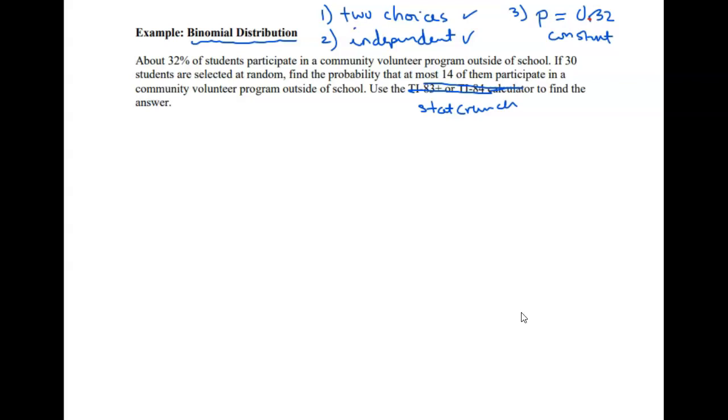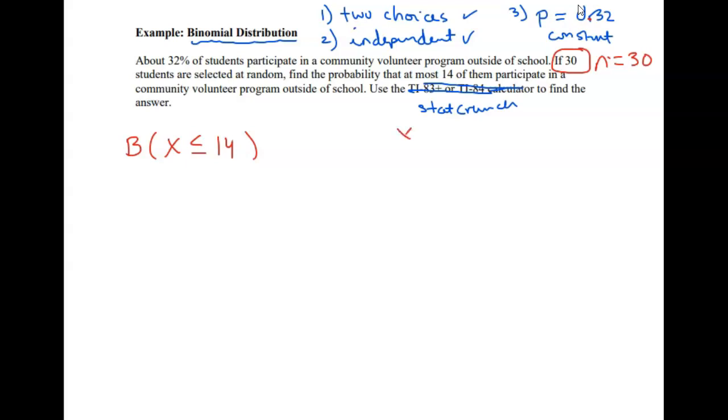So we want to find the probability that at most 14 of them participate. It's a binomial probability. We want to find the probability that X is at most, so less than or equal to 14, out of the 30 students, so n equals 30. We have a sample of 30 students.